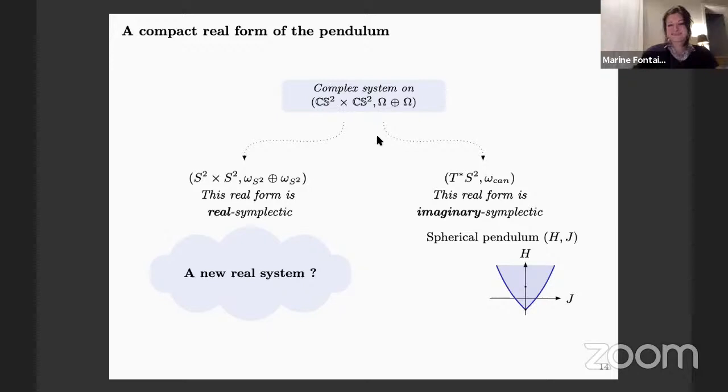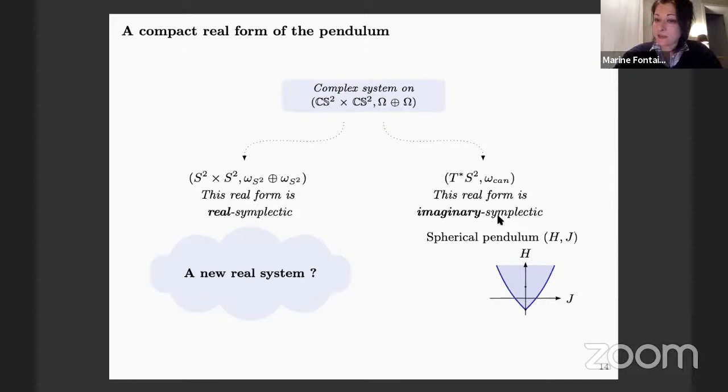Yeah. So here, we start with a holomorphic manifold which is a product of two complex spheres, both of them with a holomorphic symplectic form. And there is one real form which is quite straightforward, the product of two real spheres, where the restriction of the holomorphic form is the standard symplectic form on this product. And this is a real symplectic form. But there's another one which appears to be the cotangent bundle of S2 with the canonical symplectic form. And this real form is actually imaginary symplectic. And this is where the whole hyperkähler geometry comes into play, which Phil is going to talk about later.